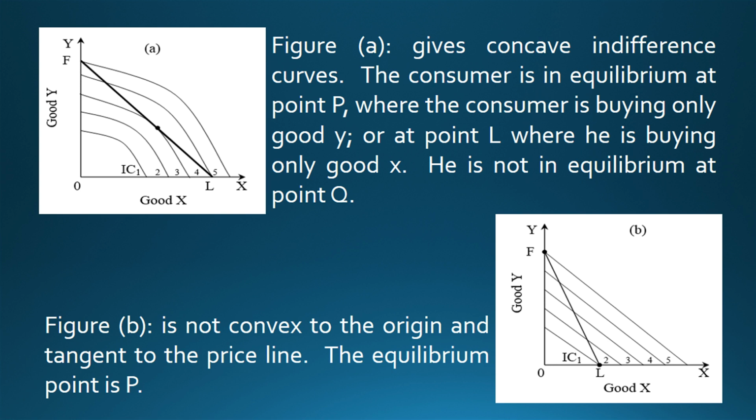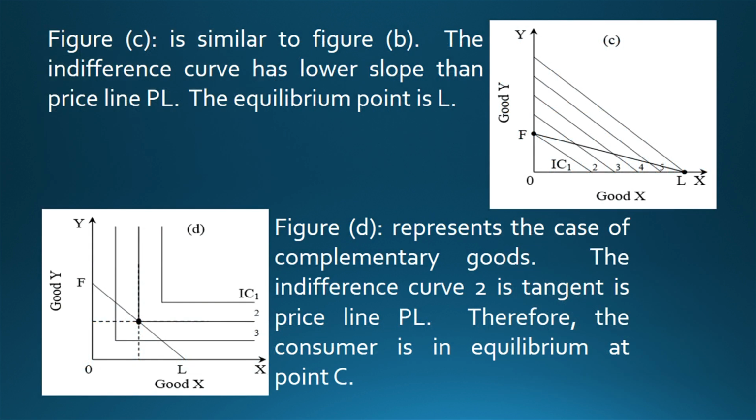Figure B is not convex to the origin and tangent to the price line. The equilibrium point is P. Figure C is similar to Figure B. The indifference curve has a lower slope than price line PL. The equilibrium point is L.